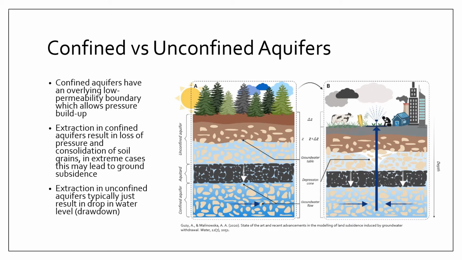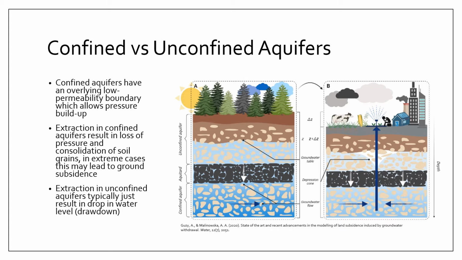Now let's define confined and unconfined aquifers. Confined aquifers have an overlying low permeability boundary or a low permeability formation, and this confinement allows pressure buildup, right? Because as you accumulate water in a confined aquifer, the water basically can only move laterally. It can't move upward anymore because it has a confining layer. So this results in pressure buildup.